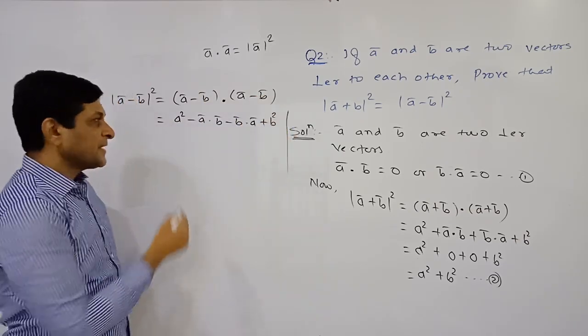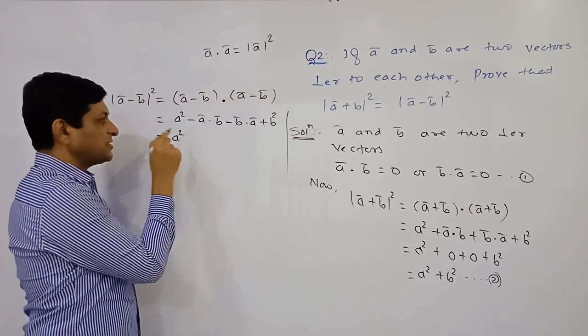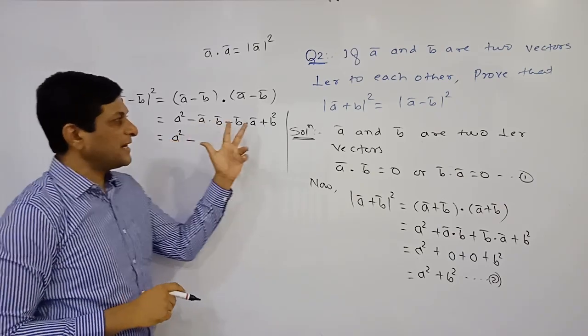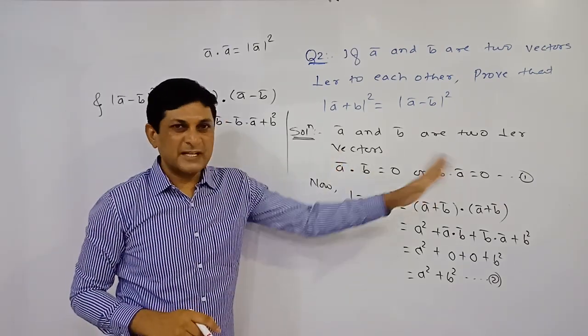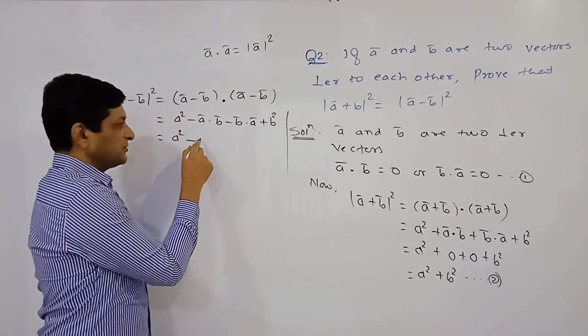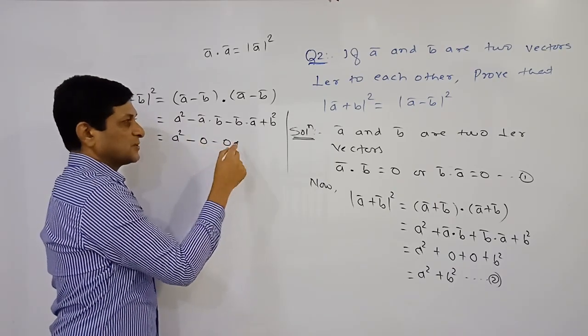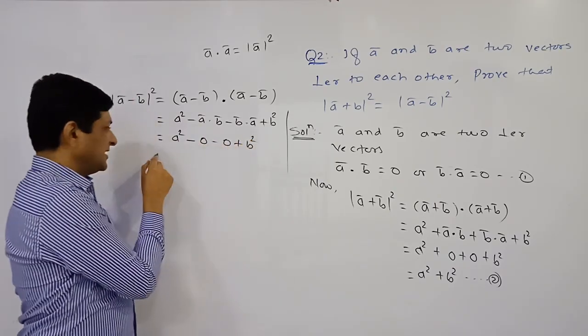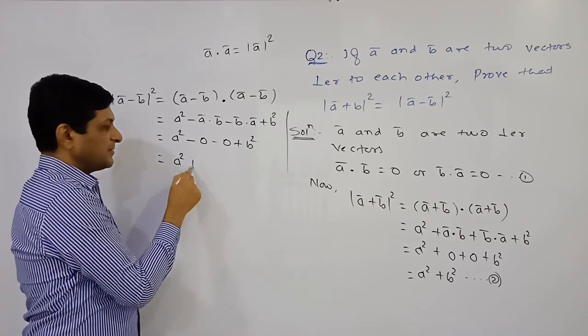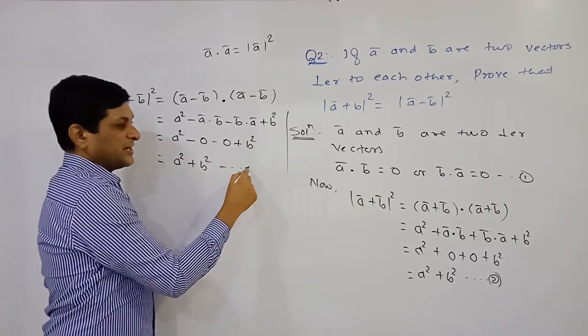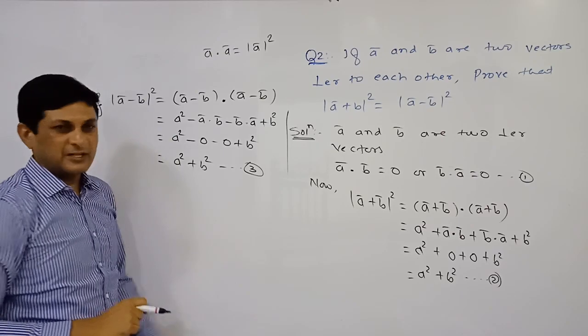So this is equal to, from equation number 1, a bar dot b bar and b bar dot a bar can be replaced by 0. So substitute the value 0 here, here also 0, plus b square as it is. So here the remaining terms are a square plus b square. Let us denote it by equation number 3.